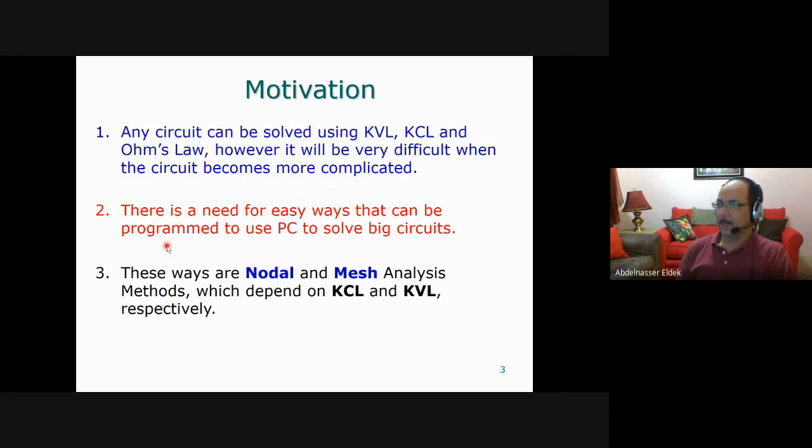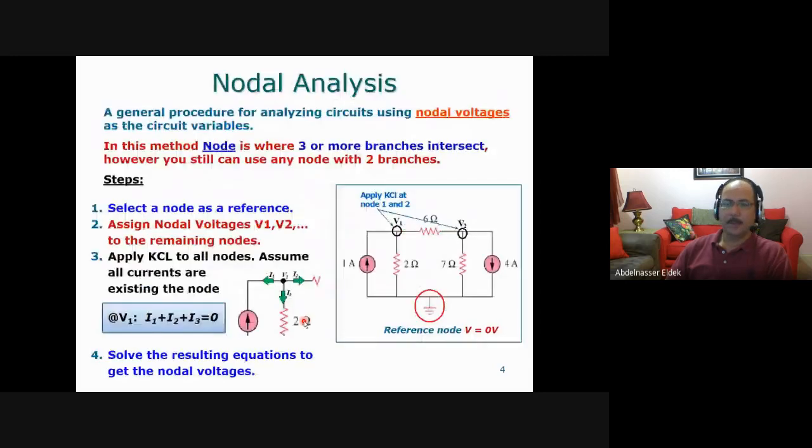So, for example, here, as I said, the motivation is that any circuit can be solved using Kirchhoff current law or Kirchhoff voltage law and Ohm's law. However, when the circuit gets bigger, it will be very hard for you to do it. So there is a need for a method that can be programmed so that we can use the computer to do it. The two ways are nodal analysis and mesh analysis. Let's start with nodal analysis.